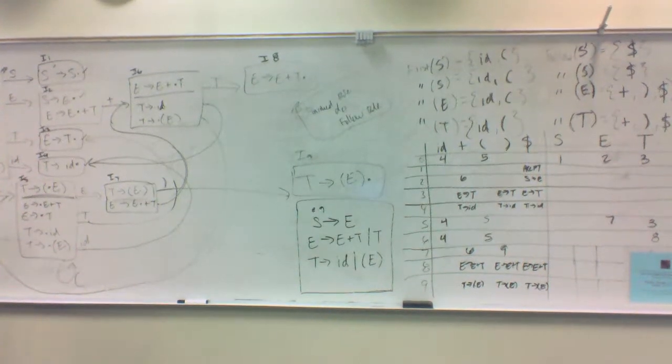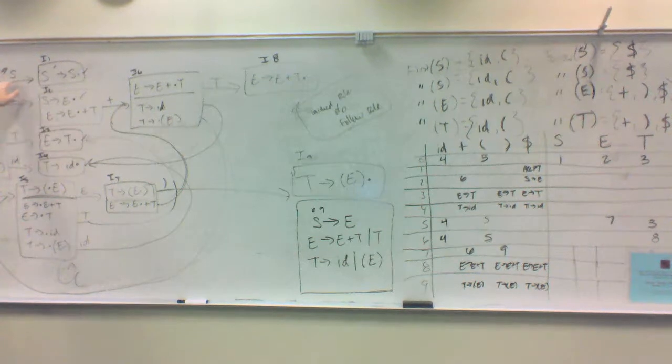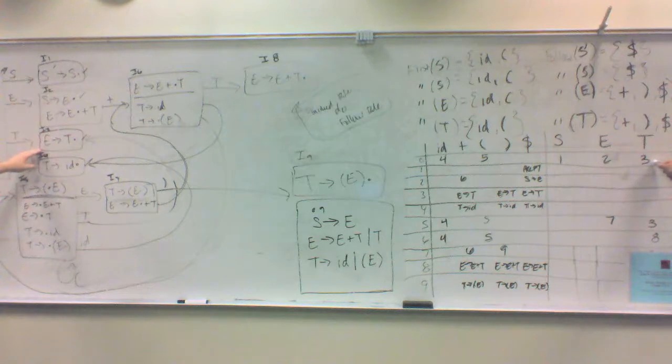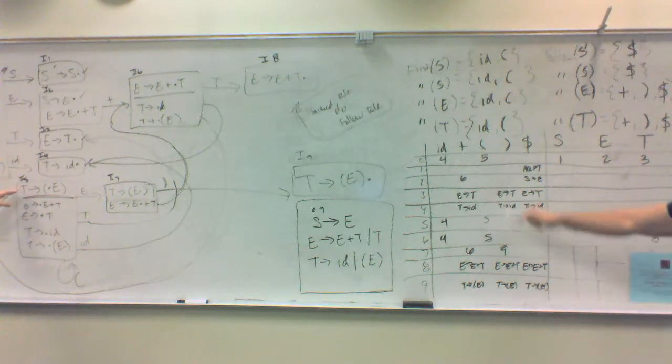Starting from node I0, we can see that there is an S coming out of it leading to node I1. There's also an E coming out of it leading to node I2. There's also a T coming out of it leading to node I3. And there's an ID symbol coming out of it going to node I4. And there's an open parenthesis leading to node I5.